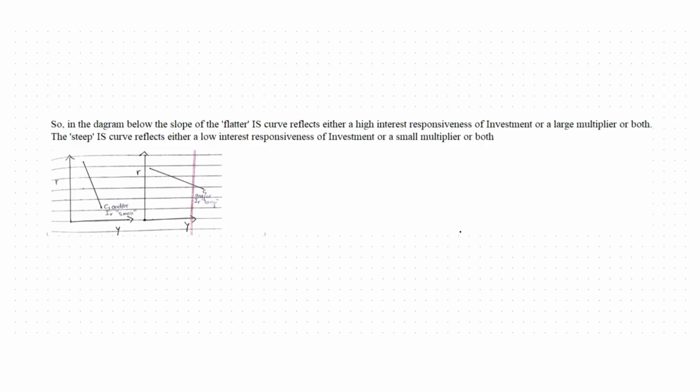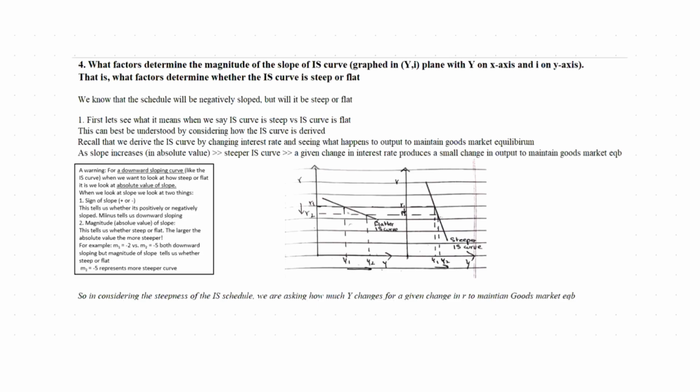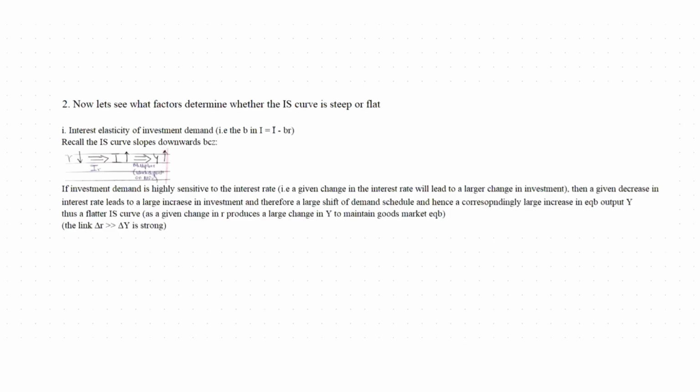And we've looked at the economic intuition behind this. So whenever we're trying to understand what it means when we say the IS curve is steep or flat, or we're trying to understand what factors determine how flat or steep the IS curve is, the key is to keep in mind how the IS curve is derived. Right? Interest rate decreases, investment increases, output increases. The link between interest rate and investment is controlled by interest sensitivity of investment, and the link between investment and output is controlled by the multiplier, which depends upon MPC.